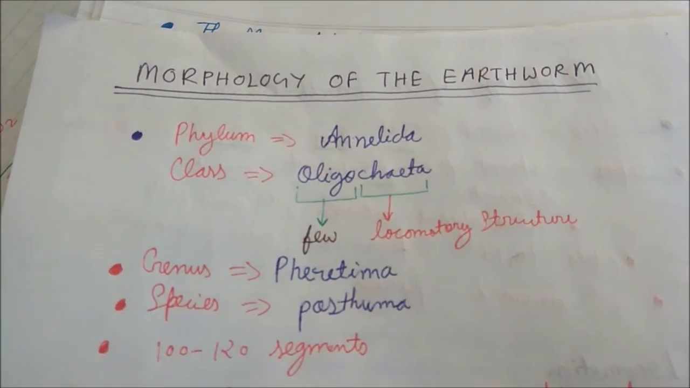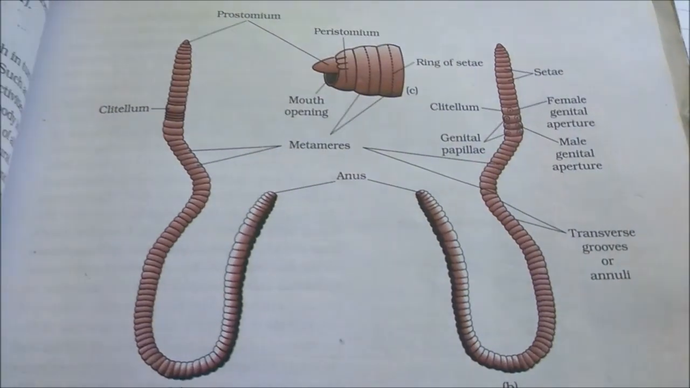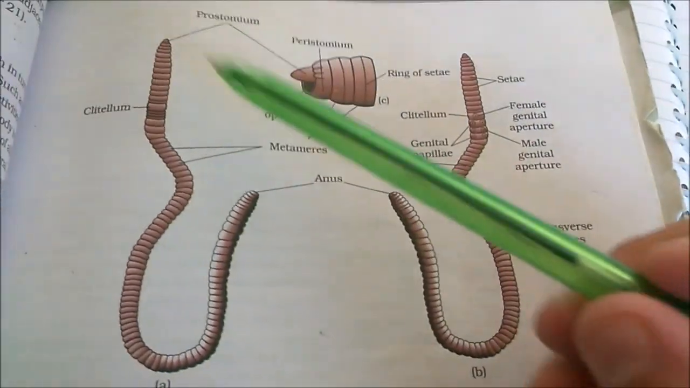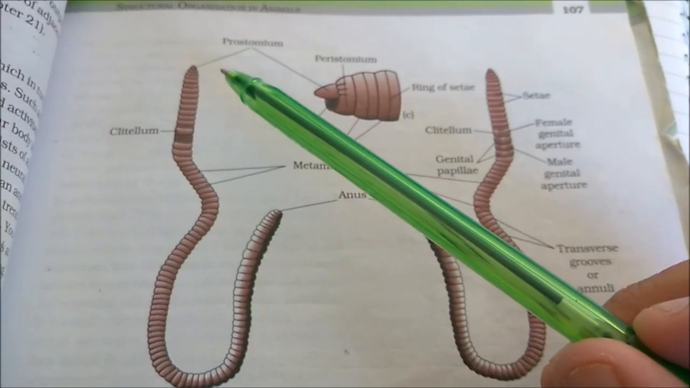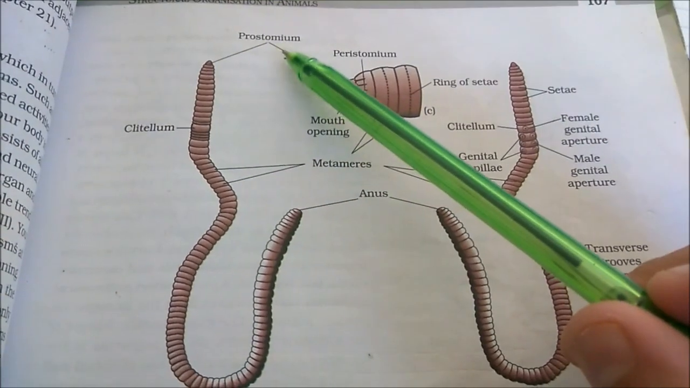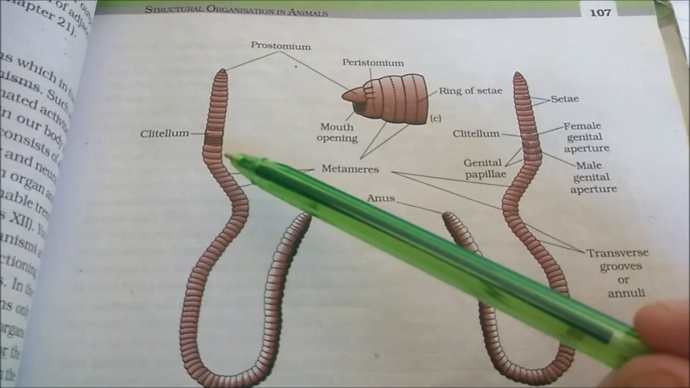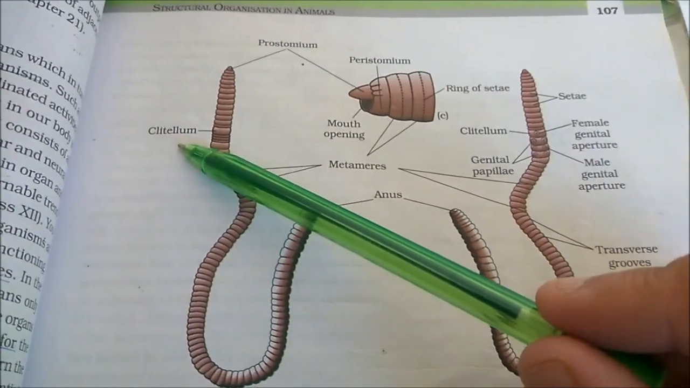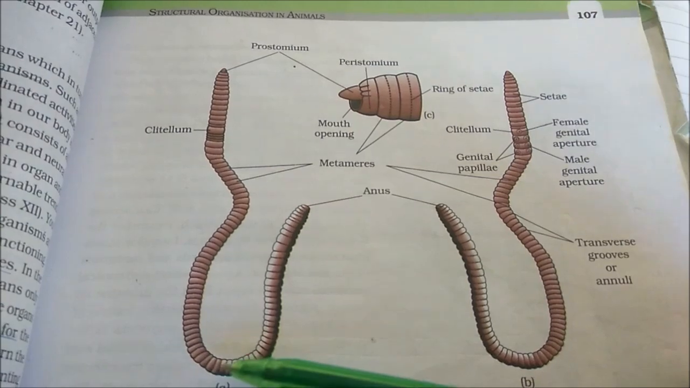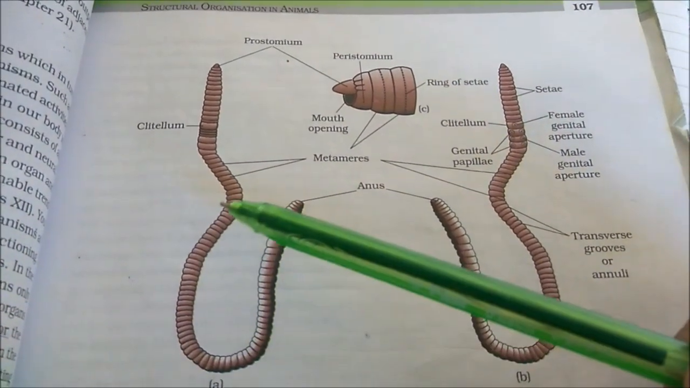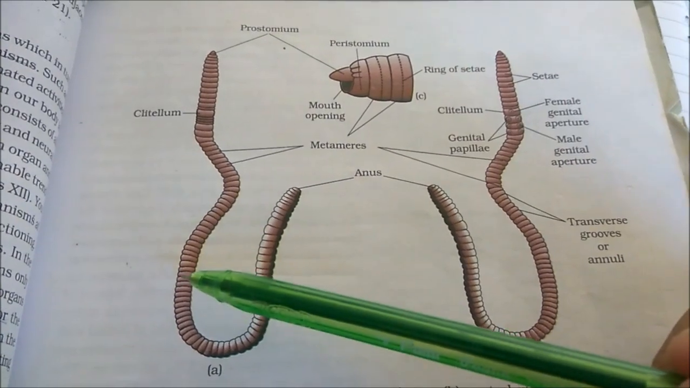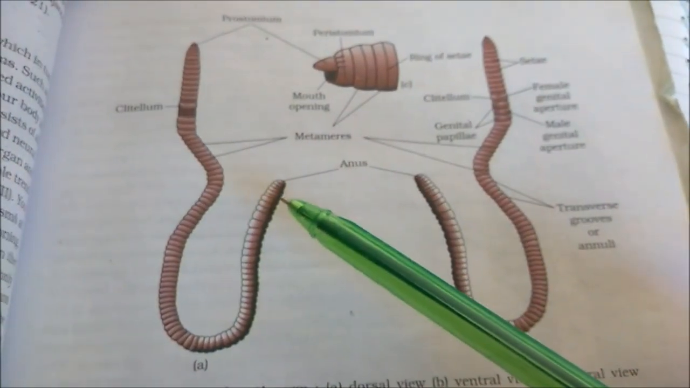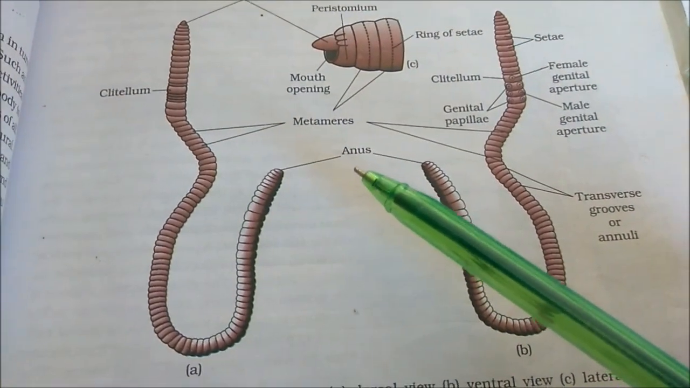Now we'll see how these structures look. So this is the structure of earthworm. The anterior portion is called prostomium. The 14th to 16th segments are not segmented at all and are called clitellum, and all the other annular rings or grooves or segments are similar, so it shows the property of metamerism. The dorsal part is called anus.